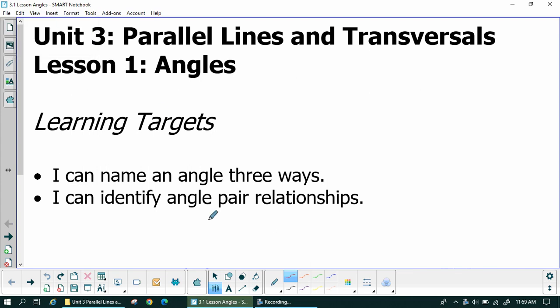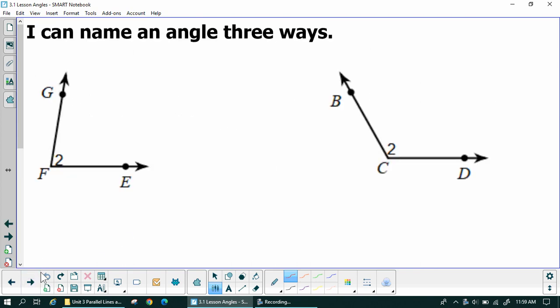Hey, all, today we're going to start talking about our next unit, and we're going to start that discussion with talking about angles. And so the first thing we want to talk about with angles is how to name them. And there are three ways to name angles, but first let's quickly talk about the parts of an angle.